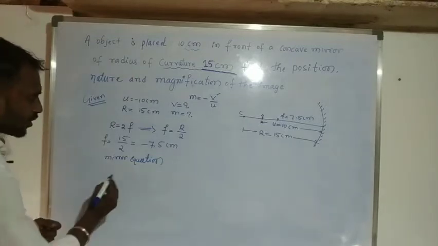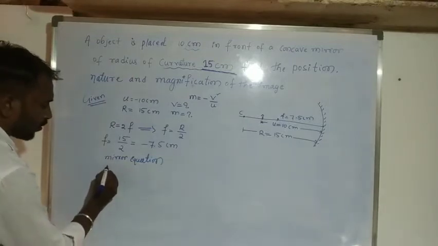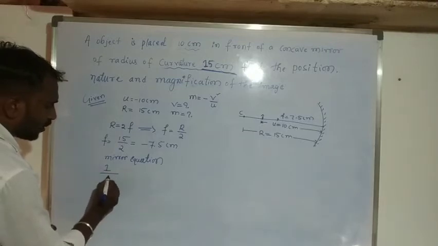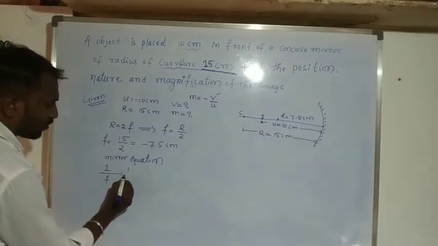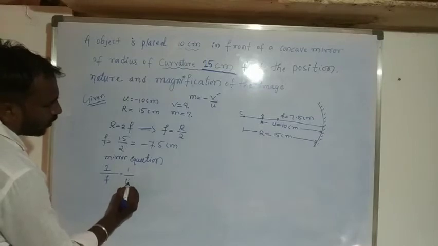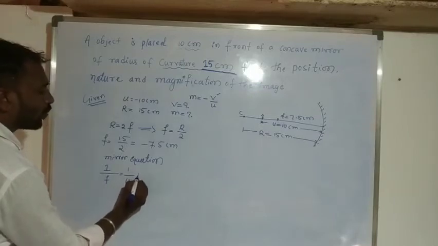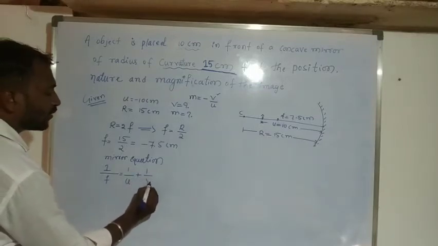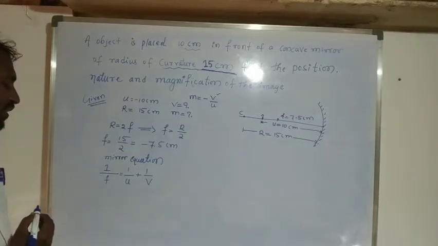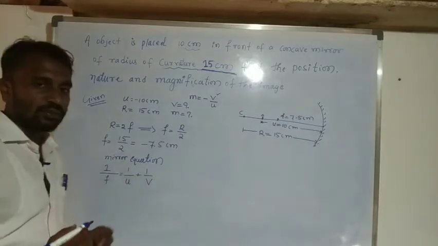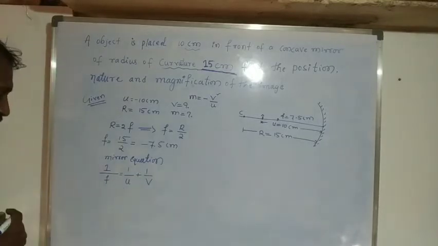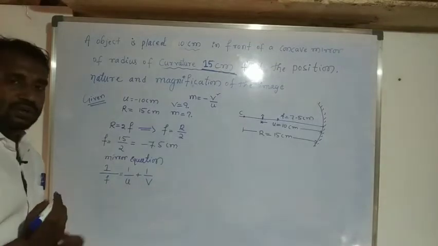In the mirror equation, 1 by f is equal to 1 by u plus 1 by v. So this one is a mirror equation. Okay, we want to find out the image distance.